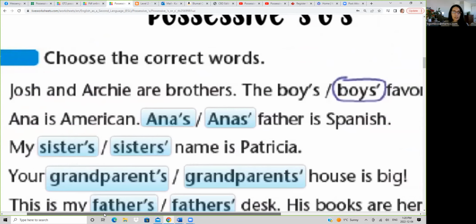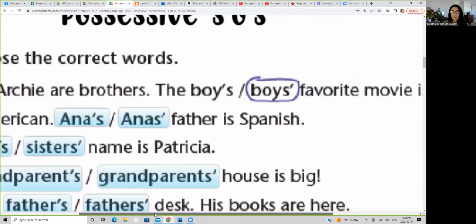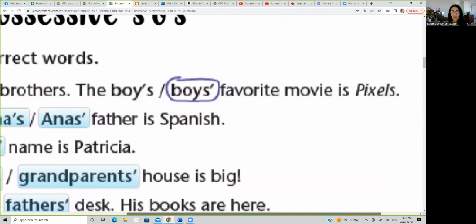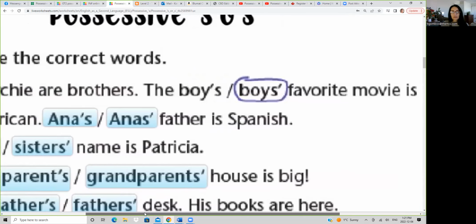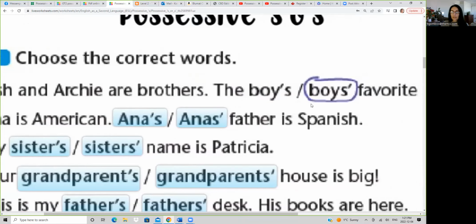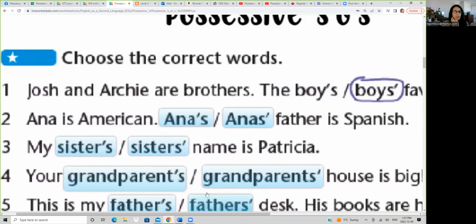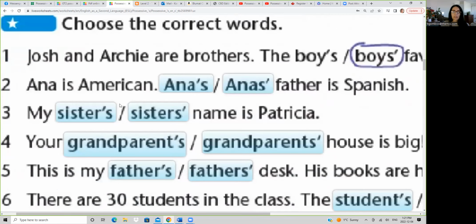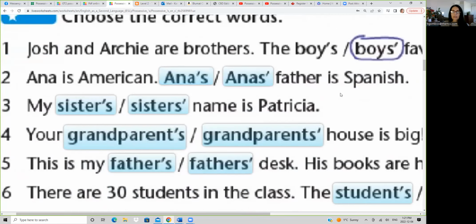Number one, Josh and Archie are brothers. The boys' favorite movie is Pixels. The boys, there are two of them, Josh and Archie. So the boys' father, this was the correct answer, the boys. Okay, that's the second one. Anna is American. Anna's father is Spanish, or Anna' father is Spanish. Which one do you think is the good one?